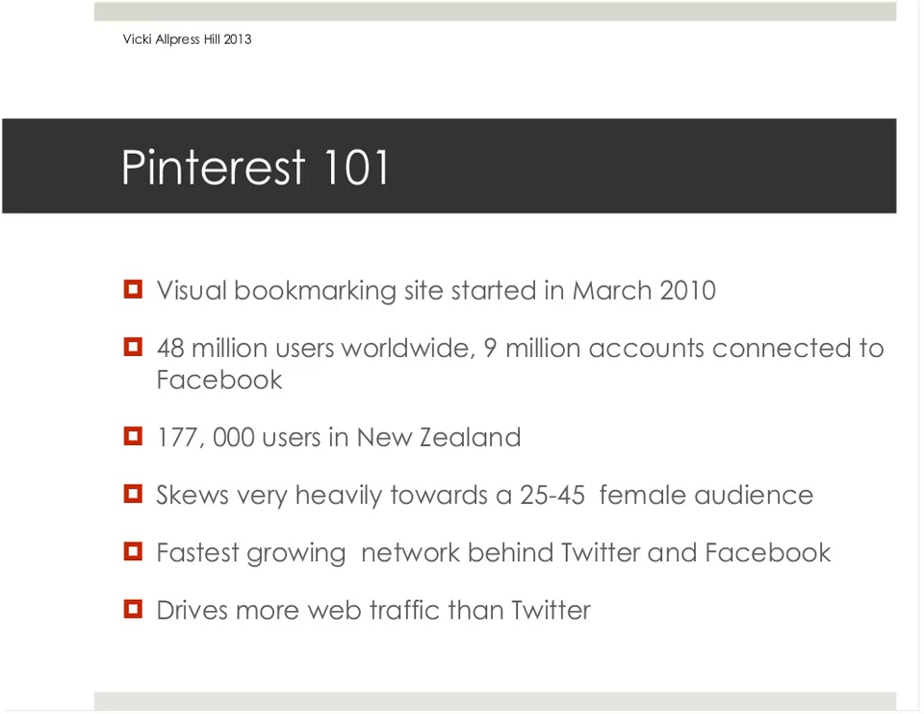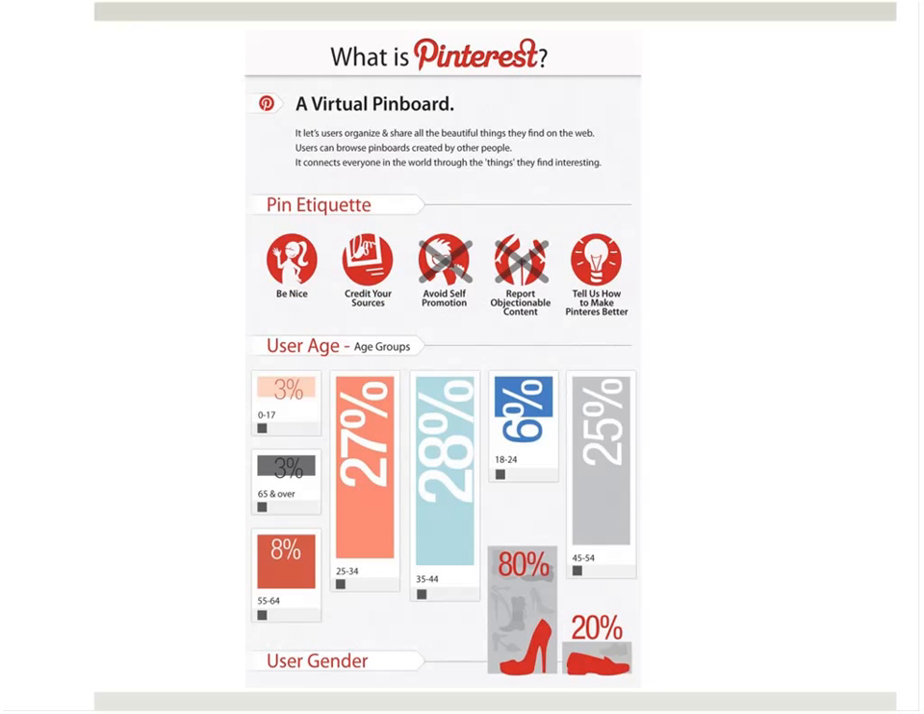So if we just have a wee look at Pinterest and sort of a breakdown of the users there. Hopefully you can see that, but this is directly from Pinterest, and they have a lot of really great material around how best to use it and lots of information. So their mantra, or their statement around what Pinterest is: it lets users organise and share all the beautiful things they find on the web. So there's a very strong emphasis on beautiful imagery.